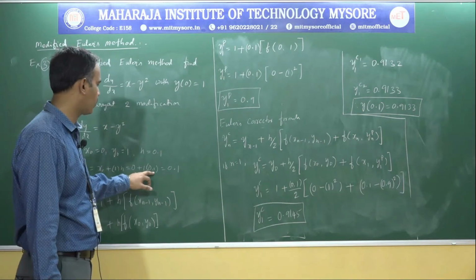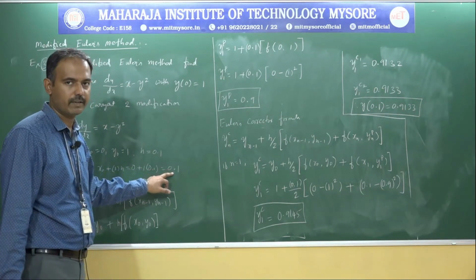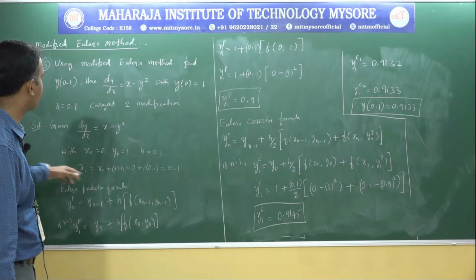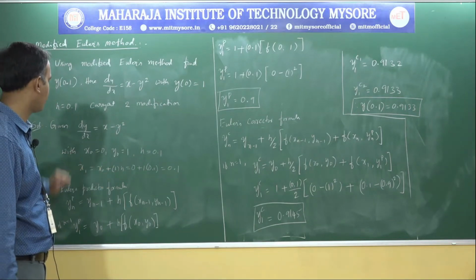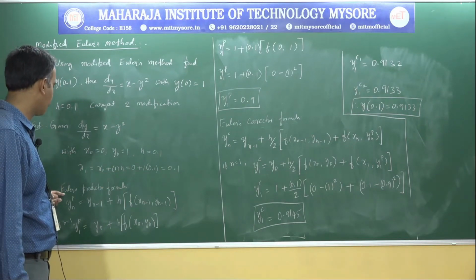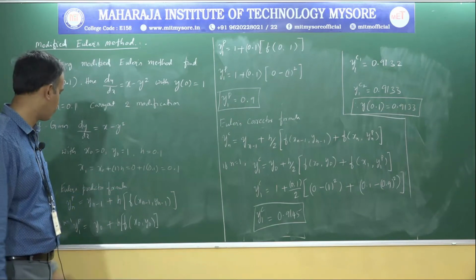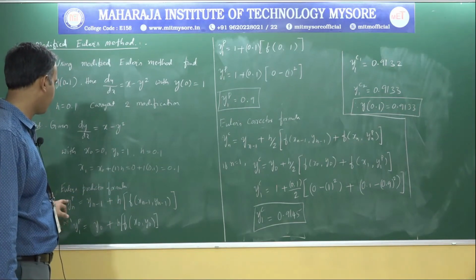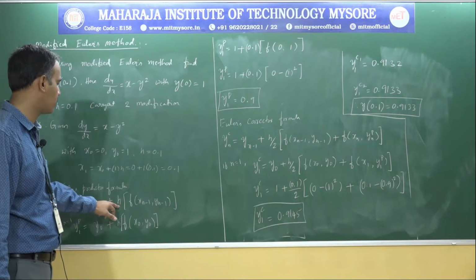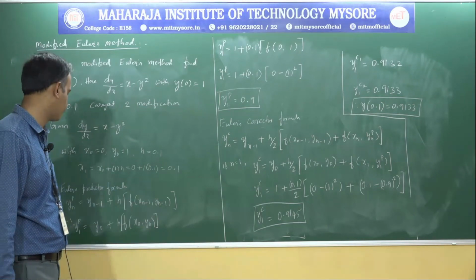Okay, x1 = 0 + 1 × 0.1, which is equal to 0.1. We can estimate the value of y at 0.1. Now we have Euler's predictor formula. The predictor formula means here y_n^p is equal to y_{n-1} plus h into f of x_{n-1} comma y_{n-1}.